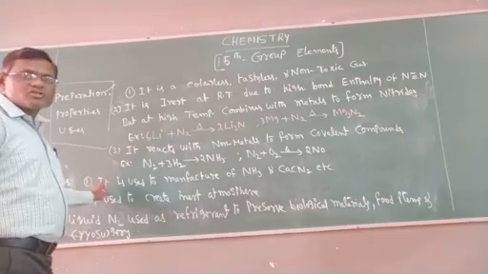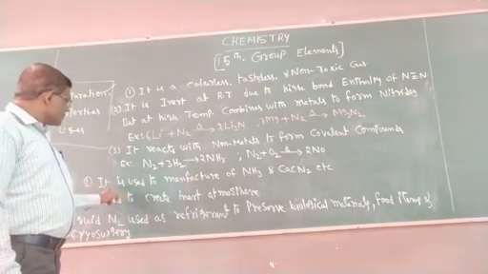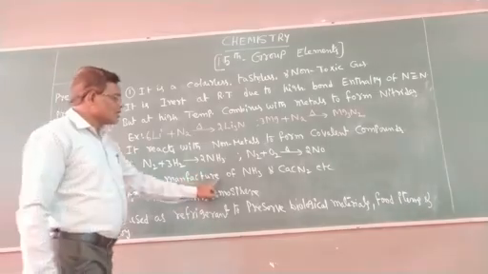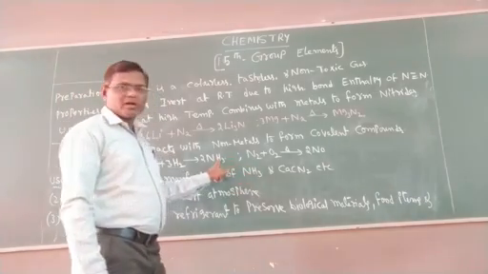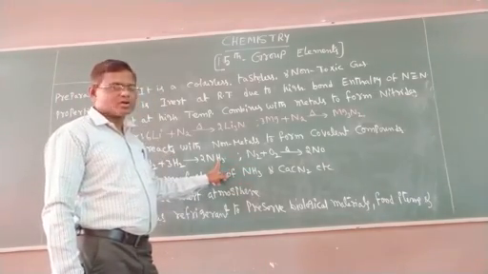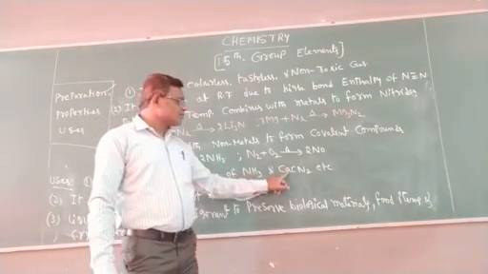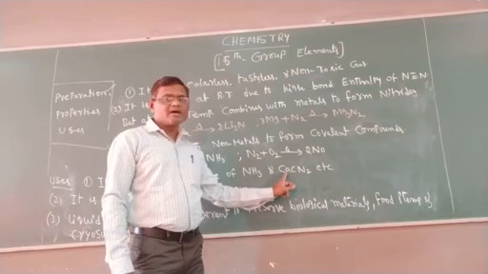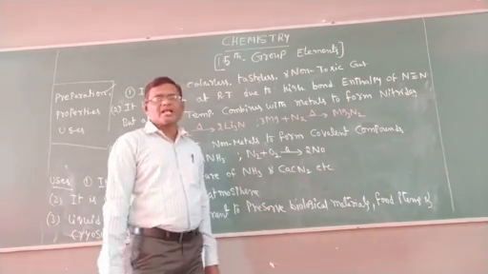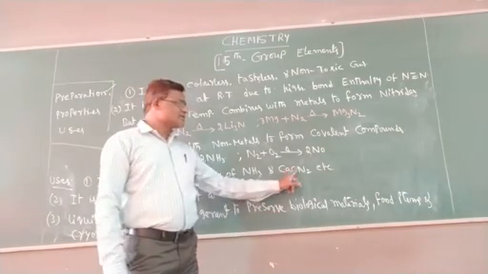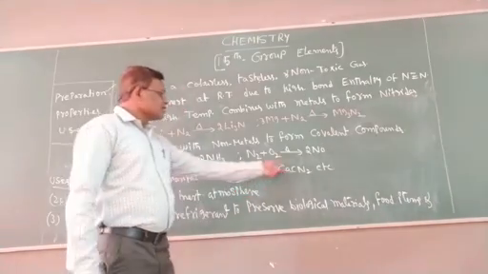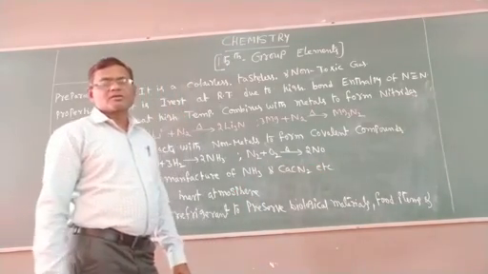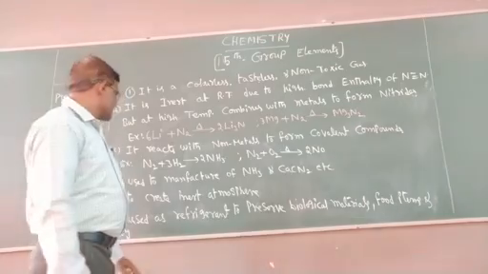Next, what are the uses of nitrogen? One of the uses is the manufacture of ammonia. You already know that reaction. And one more is the manufacture of calcium cyanamide. What is the formula? CaCN2, calcium cyanamide. Like that, you can prepare many compounds using nitrogen gas.